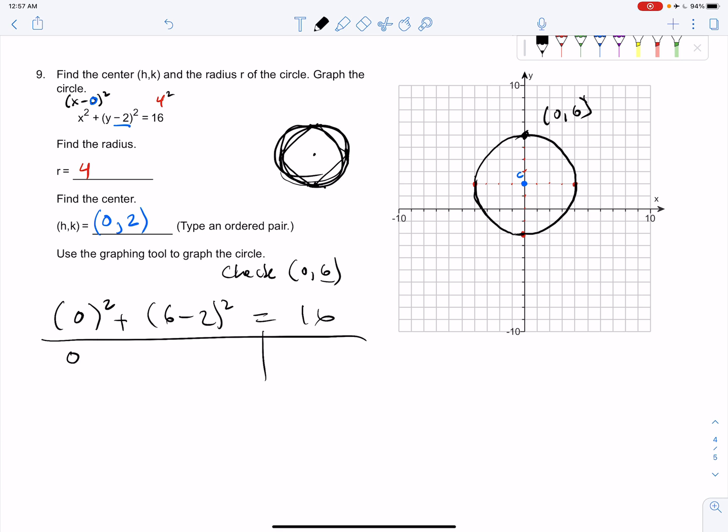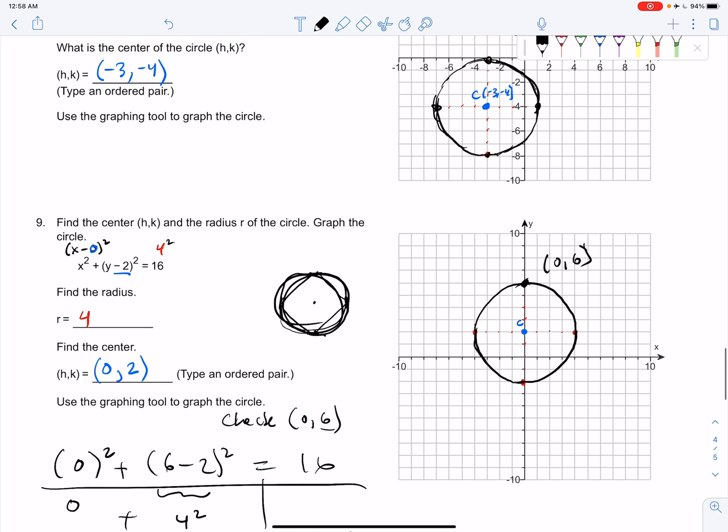And so 0 squared is 0. 6 minus 2 is 4 squared. Of course, 4 squared is 16, which equals 16. So yeah, unless I'm just super unlucky or lucky, or however you're thinking about it, that point is right there, but the rest of the circle's wrong.